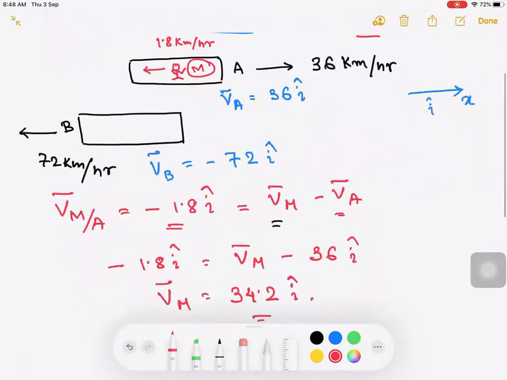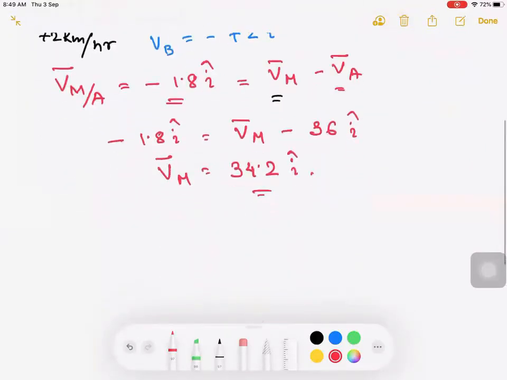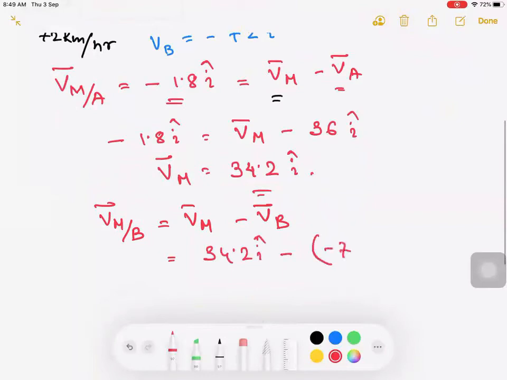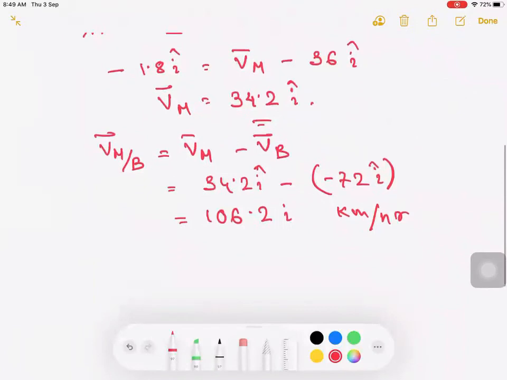Now you have been asked to find out what is the velocity of the man with respect to train B. Basically, you have been asked to find out velocity of man with respect to B. This would be equal to velocity of man minus velocity of B, which is 34.2 i cap minus minus 72 i cap, and you get 106.2 i cap. So this is the velocity of the man with respect to the second train.